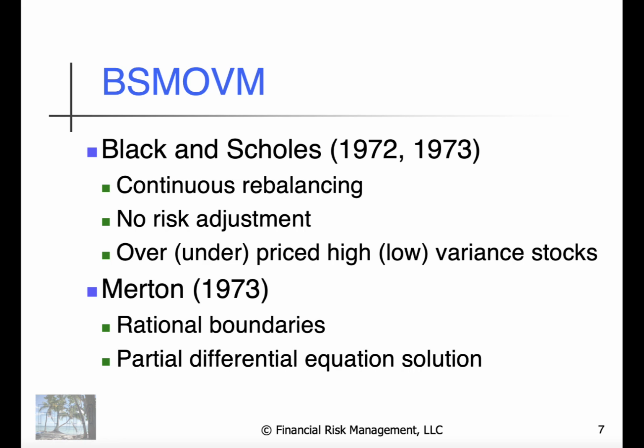Merton, in the same year of 1973, published a paper in the RAND Journal. He introduced rational boundaries, which we covered extensively, and he provided the partial differential equation solution. He basically noted that the Black-Scholes-Merton PDE was isomorphic to a heat transfer equation, based on a guy named McKean, and provided a much more robust theoretical foundation for the Black-Scholes-Merton model.